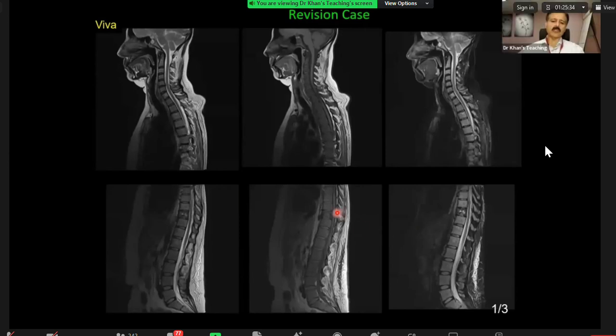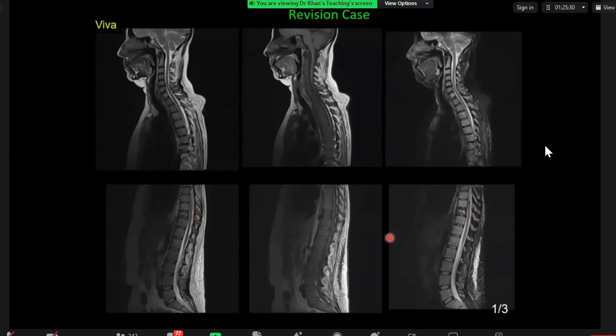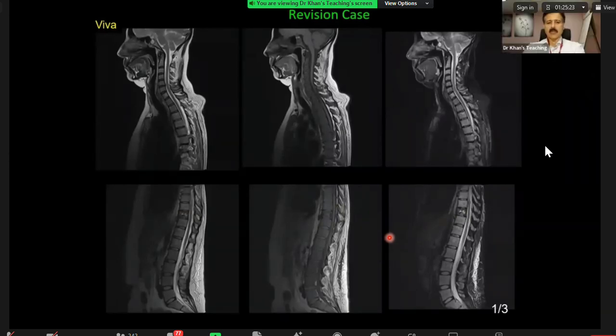So I am not interested. This was a known fracture. I know it. Okay. Look at the marrow. Hint.